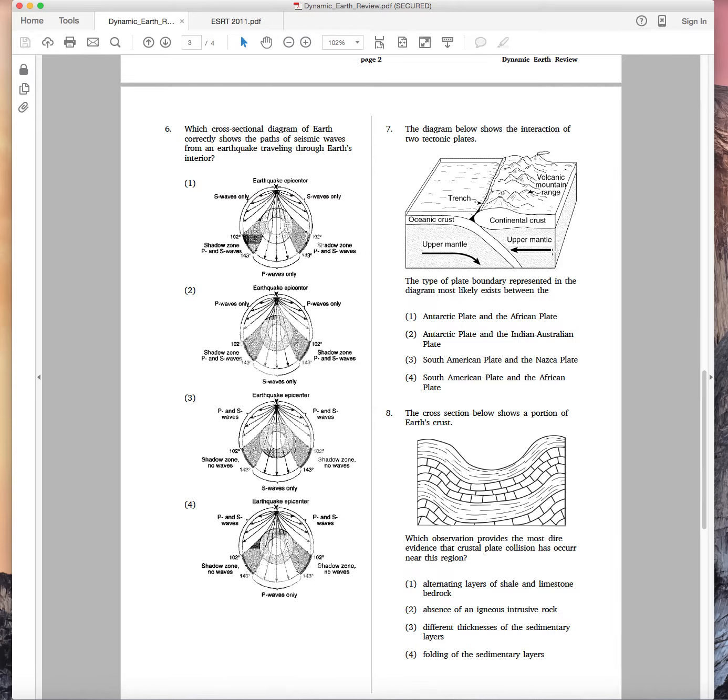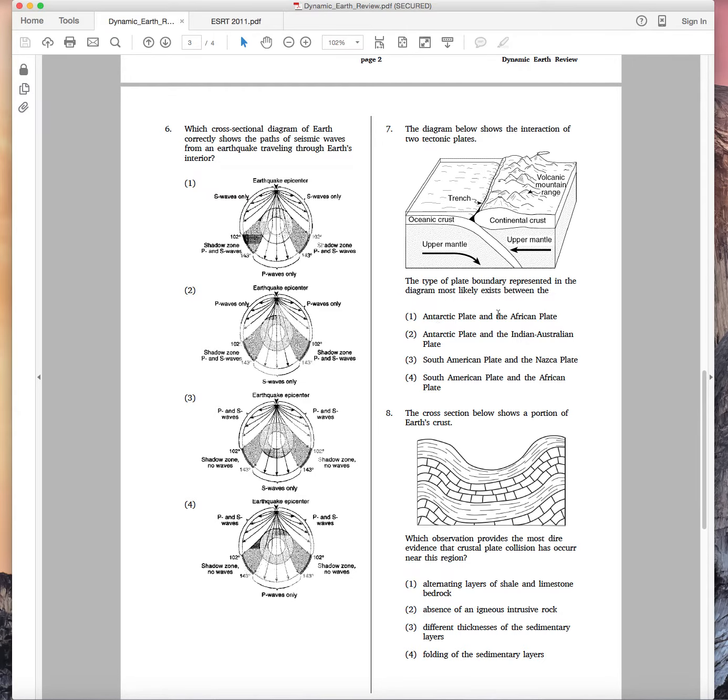So we have two arrows that come together. There is subduction going on here, which means that there's a convergent plate boundary. And I see the word trench, which also helps me identify that it's a convergent plate boundary. Okay, so let's take a look and see.